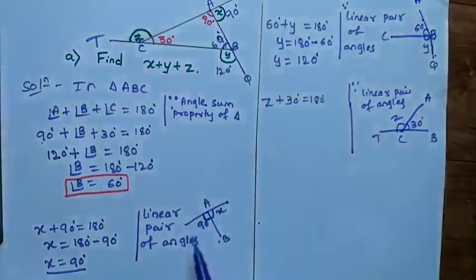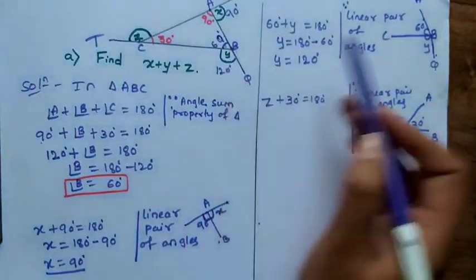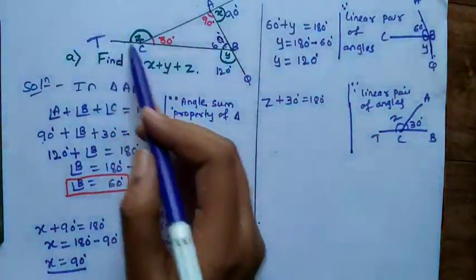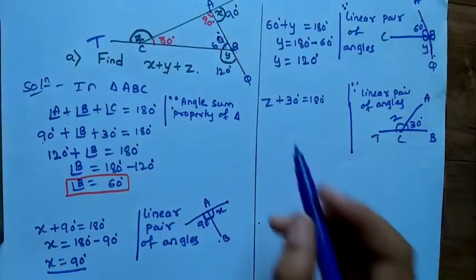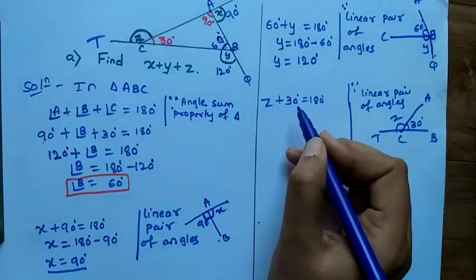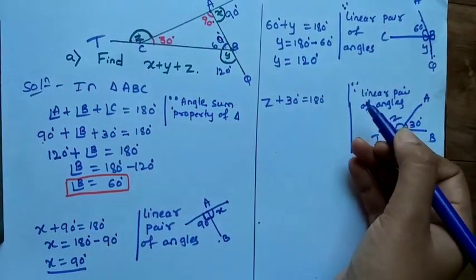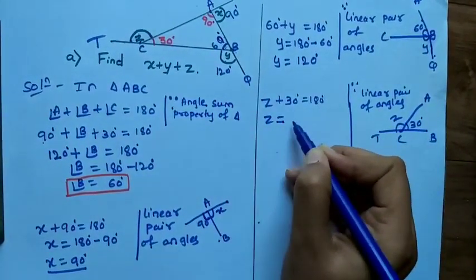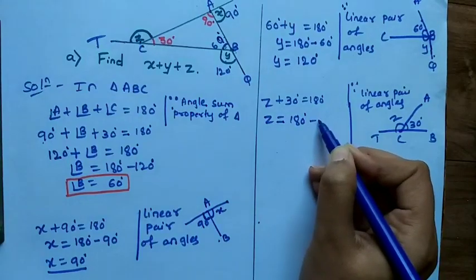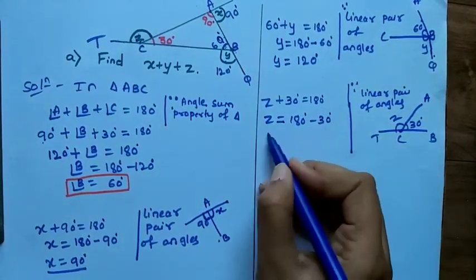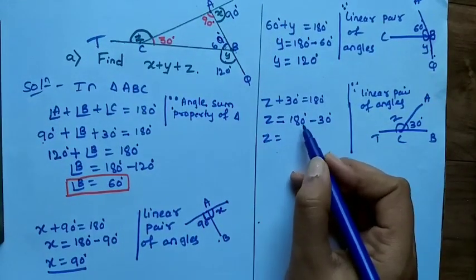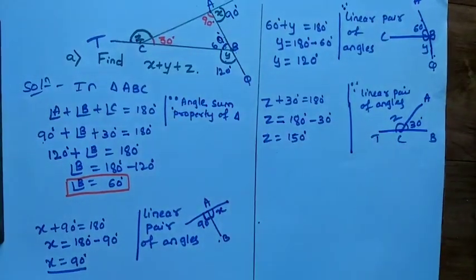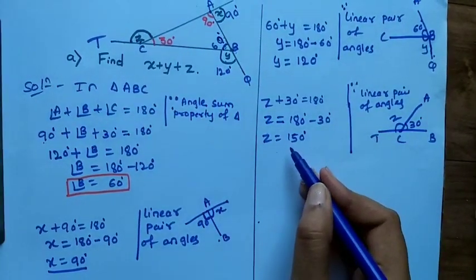For X, this is the figure. For Y, this is the figure of the linear pair condition. For Z, this is the shape of linear pair of angles. Here 30 degrees is the constant number. When it goes to the right hand side, the plus sign becomes a minus sign. So Z is equal to 180 degrees minus 30 degrees. 180 minus 30 is how much here? 150 degrees. This is our solution.